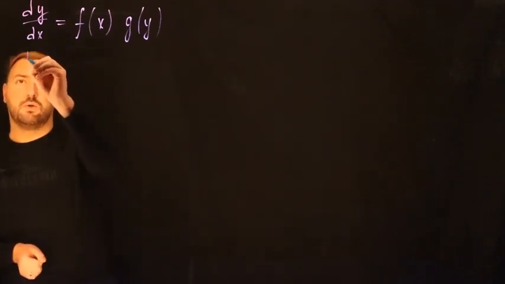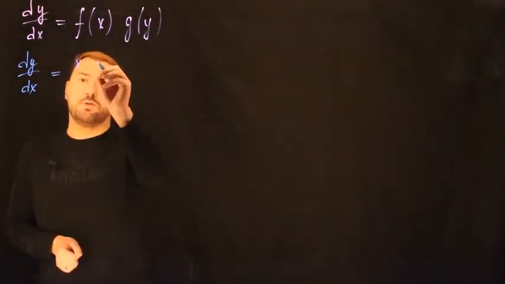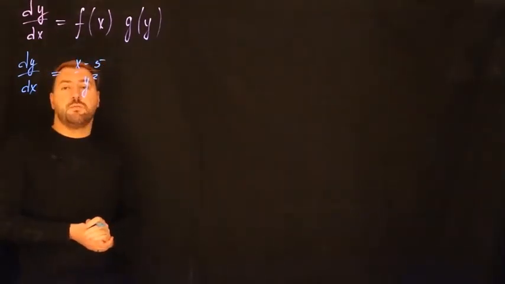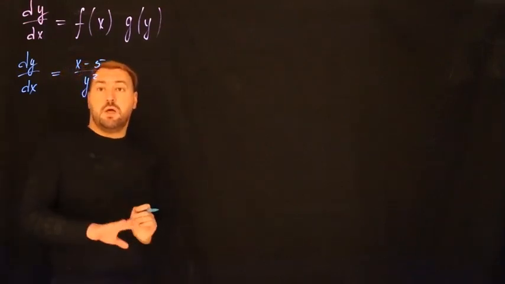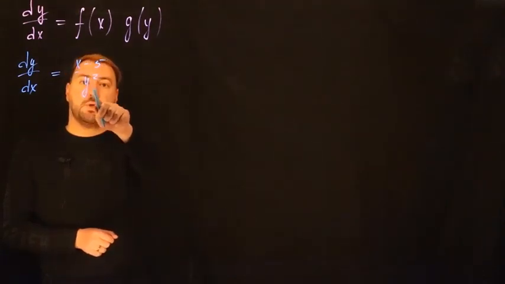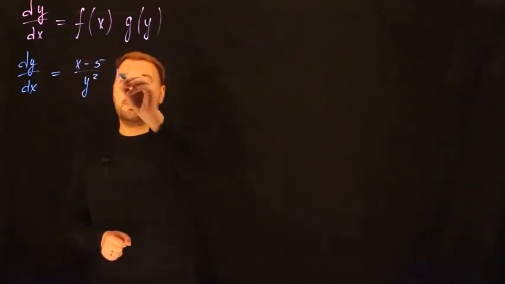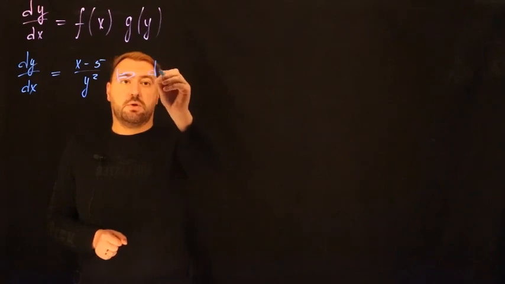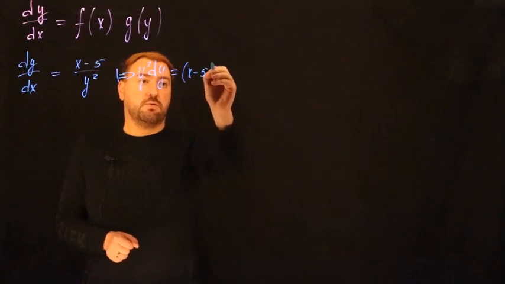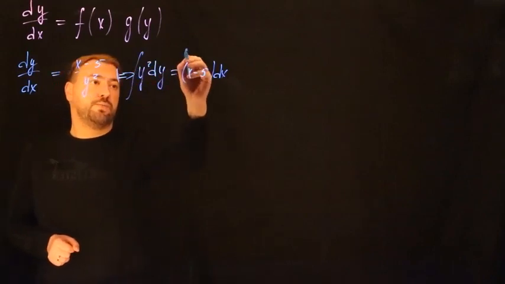First of all, we have our dy by dx, which equals x minus 5 divided by y squared. The first step of this algorithm is to separate the variables. We can do so simply by multiplying both sides by y to the power minus 2, and then multiplying everything by dx. As the result, you will have y squared dy equals x minus 5 dx, which means that we can integrate both sides right now.